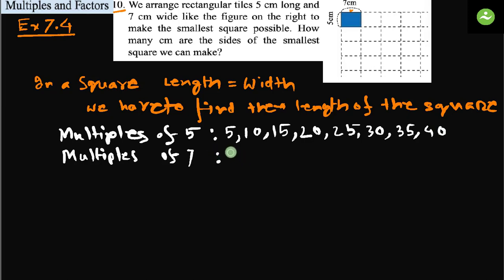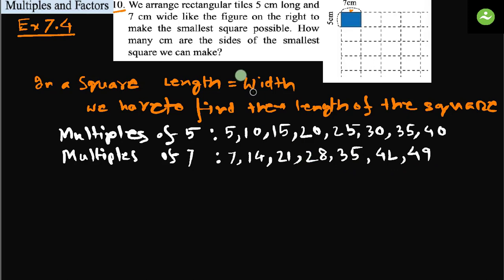Now multiples of 7. 7 into 1, 7, 7 into 2, 14, 7 into 3, 21, 7 into 4, 28, 7 into 5, 35, 7 into 6, 42, 7 into 7, 49.